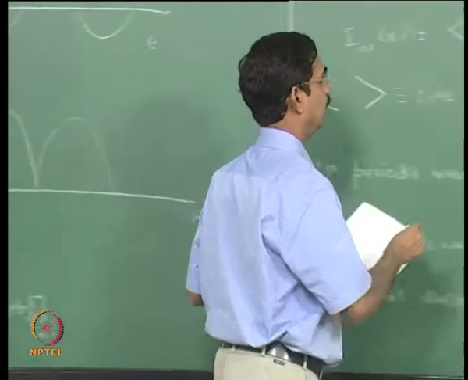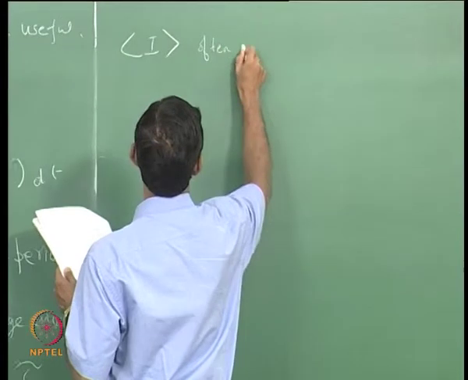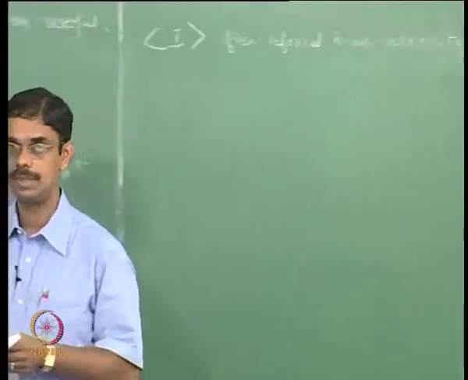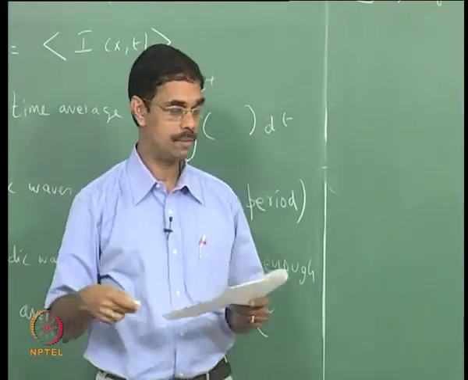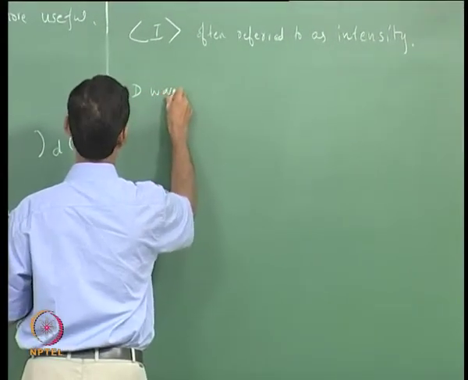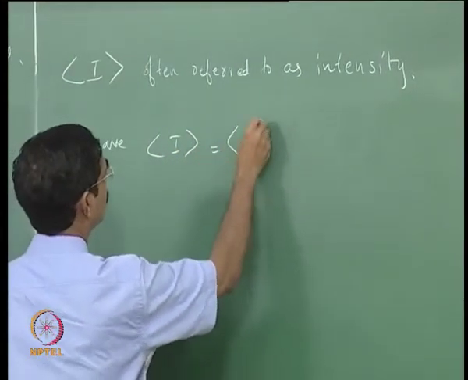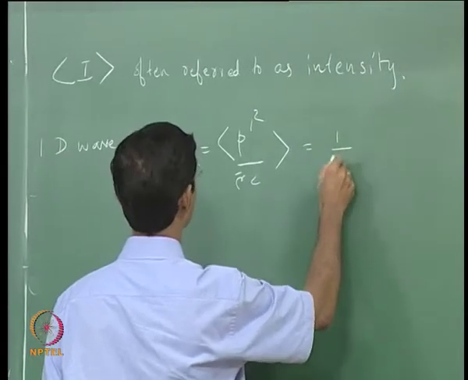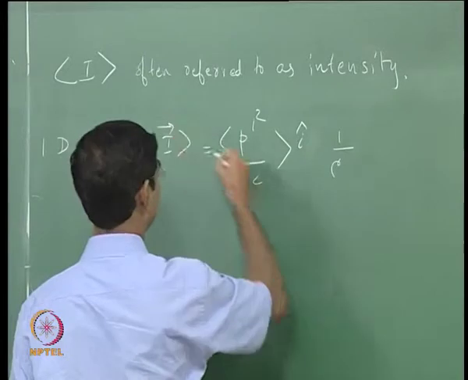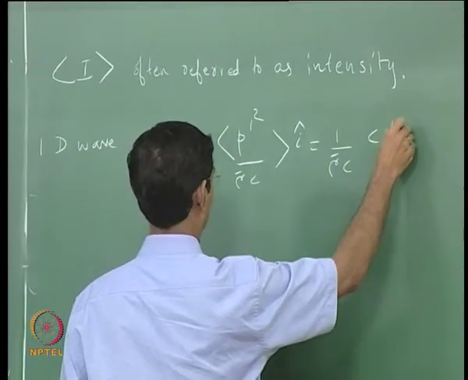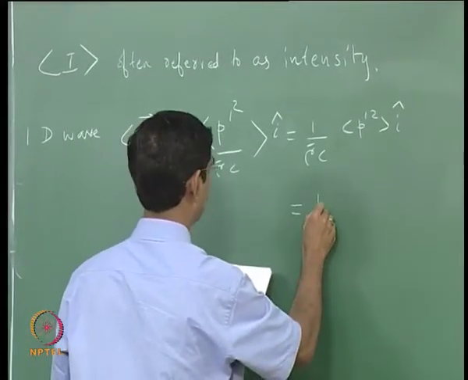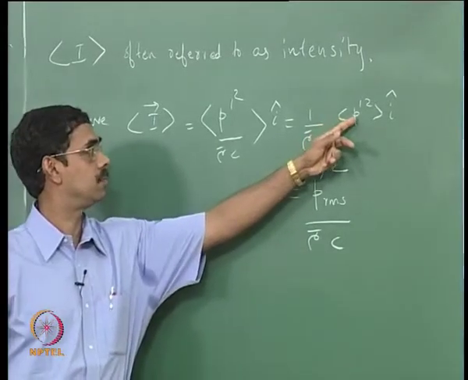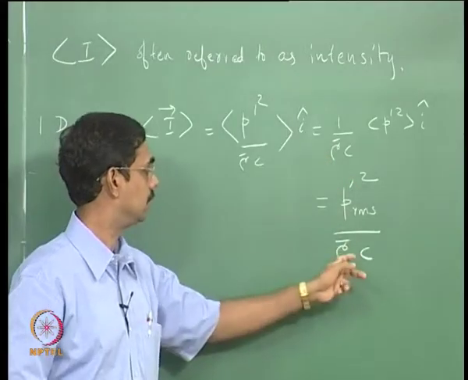This I I often refer to as intensity, but this would actually mean time average intensity. So if you have a 1D wave, what would be the acoustic intensity? This would be p prime squared over rho bar c, because v is p prime over rho c, times i of course, because it is a vector. Strictly speaking, this time average of p prime squared would be p prime RMS squared, and there is a rho c here.